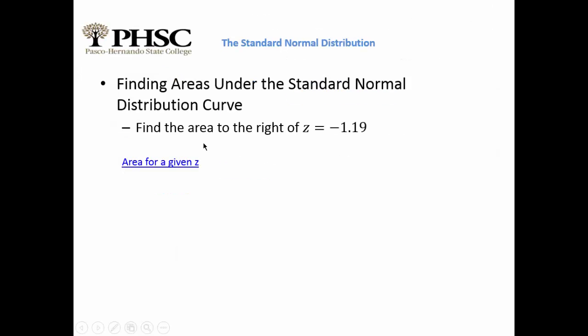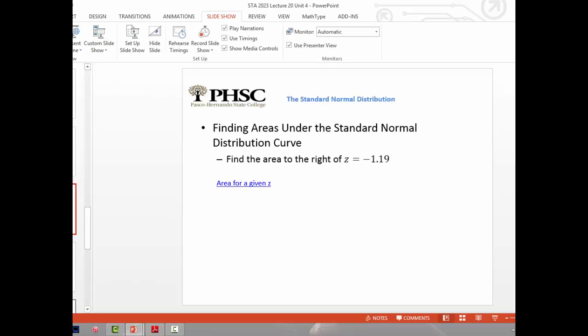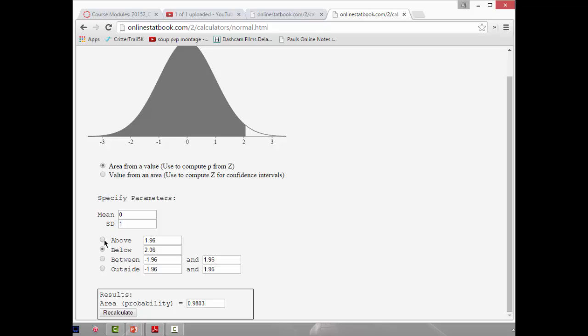Now the next one is find the area to the right of when z is equal to negative 1.19. Again, we're going to use the website. To the right is above, so it's going to be negative 1.19, and that answer is 0.883. The shaded area is the area underneath the curve that we're looking at.